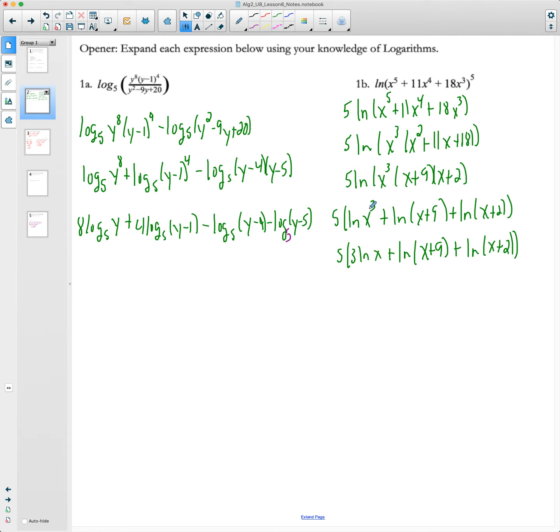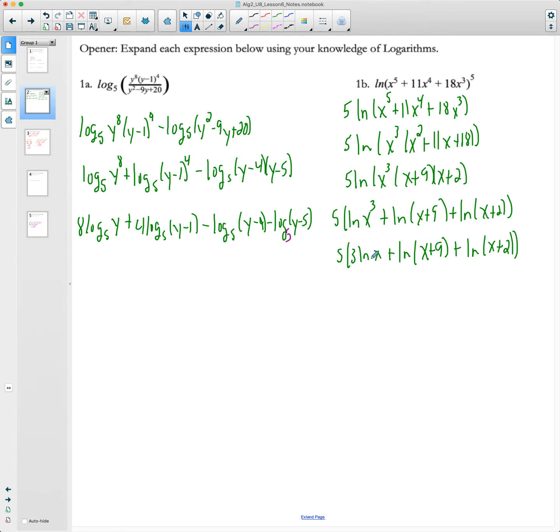I'm going to have the natural log of x cubed plus the natural log of x plus 9 plus the natural log of x plus 2. Now, as I go back and reevaluate each piece, I'm going to leave that 5 out front, and I have one more property I can apply to this, which is that power property. I can take that 3 and move it out front. Now, the next two parts, there's nothing else we can simplify, so we just leave it like that.